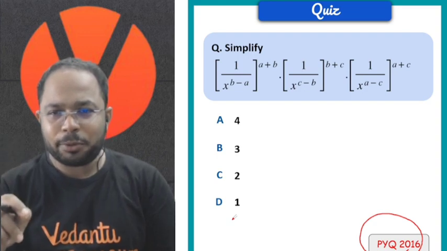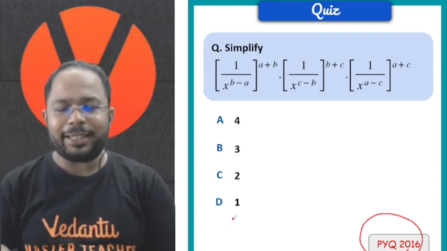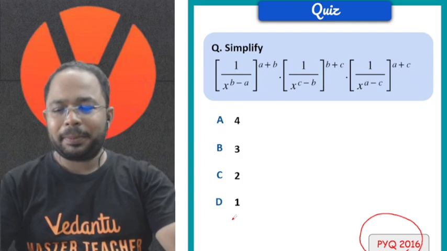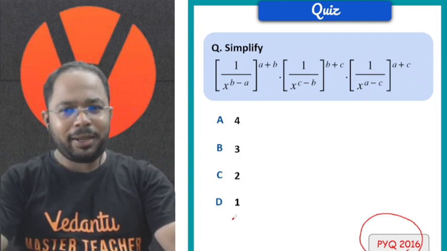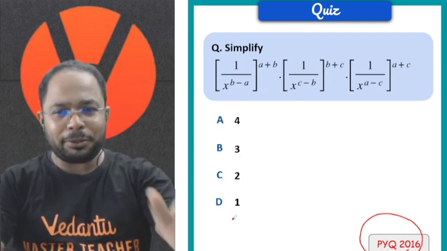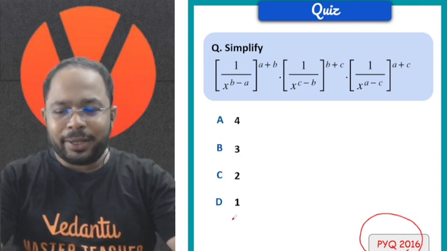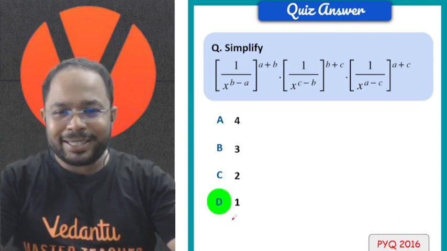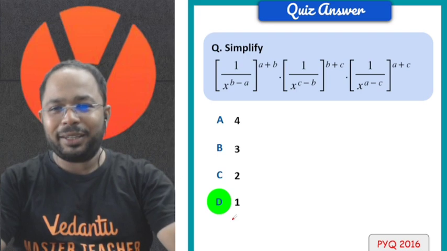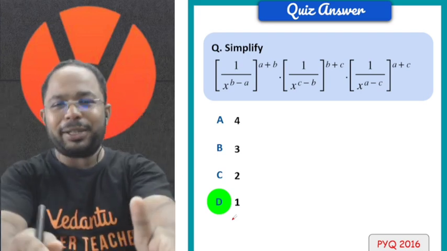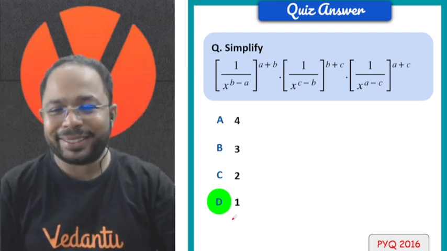So press the pause button and solve it and get the answer. Okay, so I'm sure you have been able to solve it. So are you getting the answer as D option as 1? Then you are absolutely amazing and marvelous.